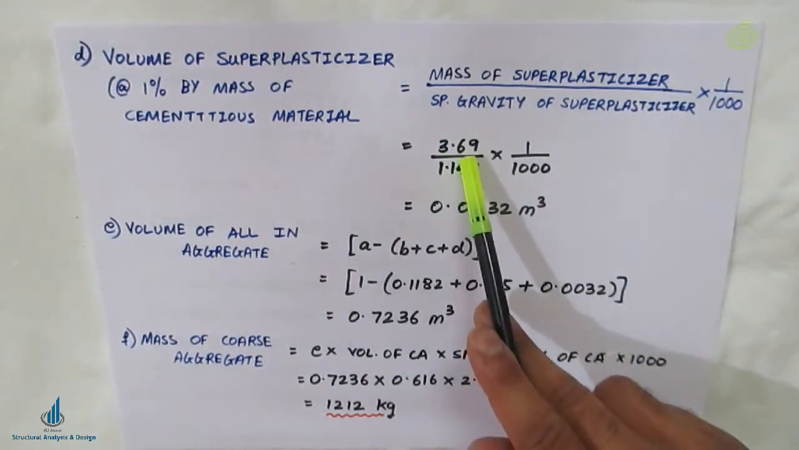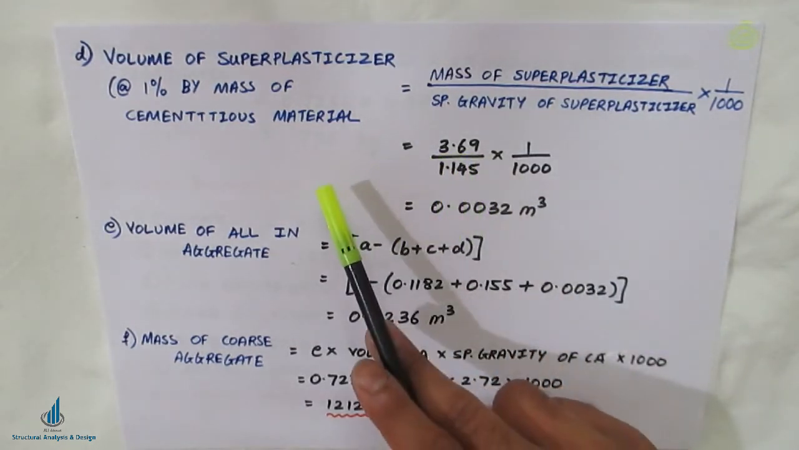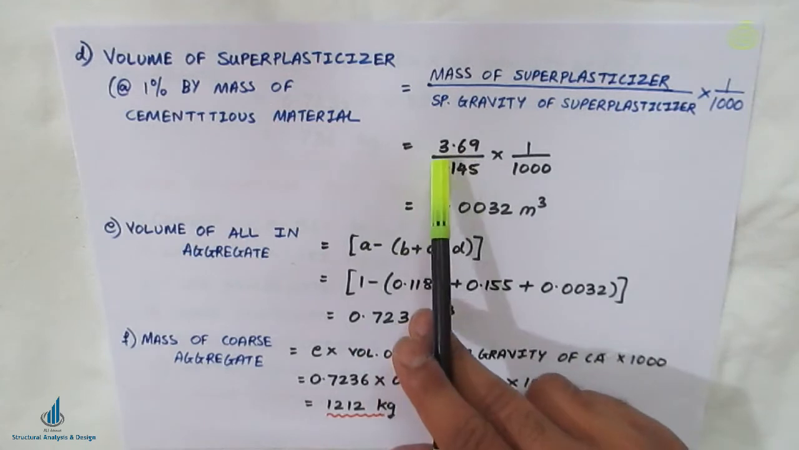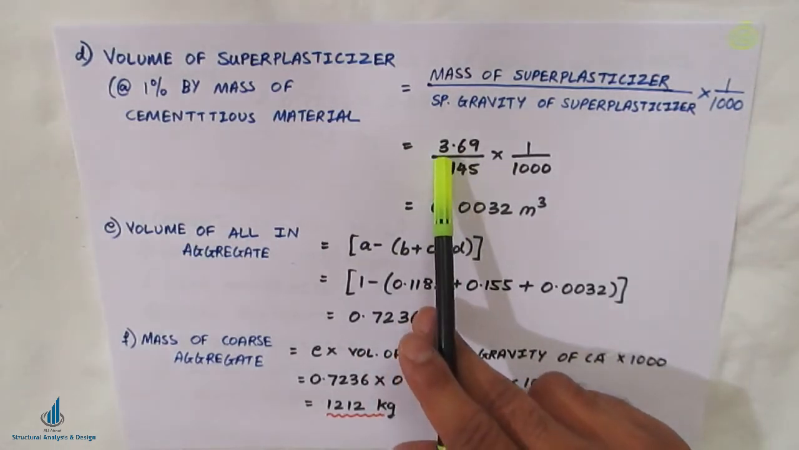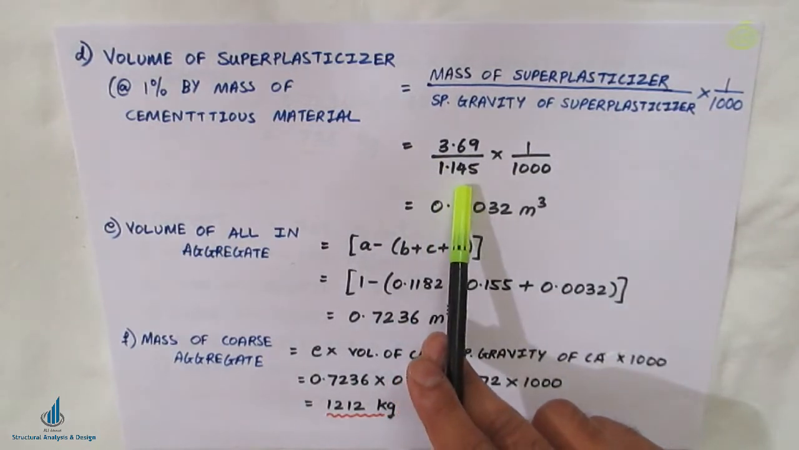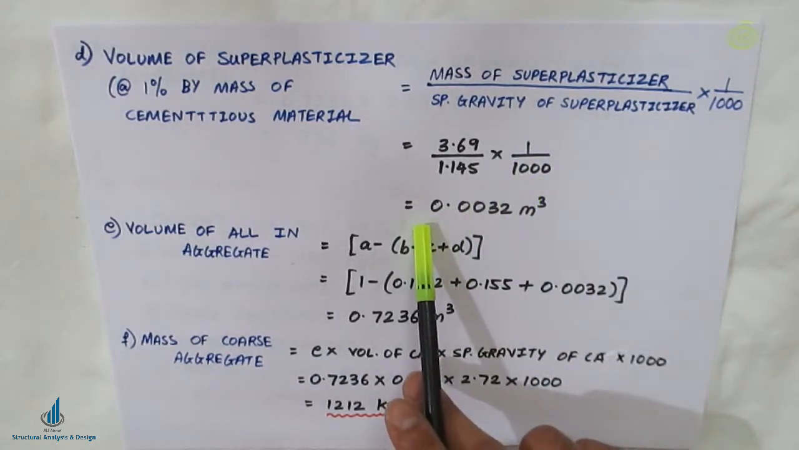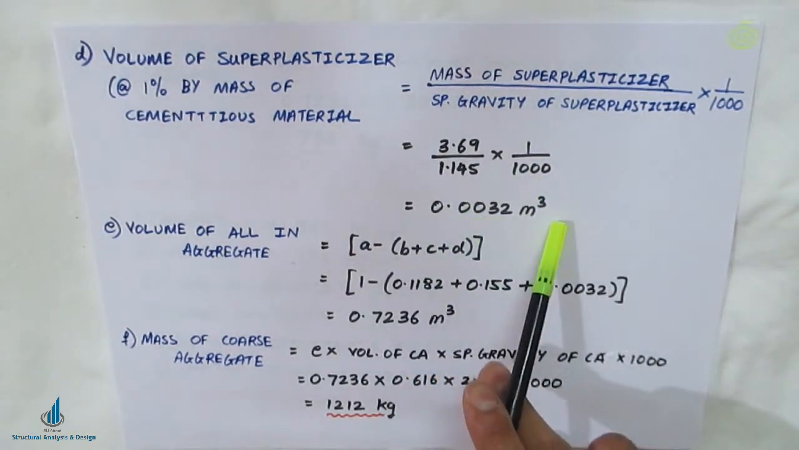So this 3.69 is nothing but 1% of cementitious material. Cementitious material is your cement. The cement was 369 kg per meter cube, and 1% is 3.69. 1.145 is the specific gravity of superplasticizer, which is given in the test data for materials, into 1 divided by 1000. So you will be getting 0.0032 meter cube.